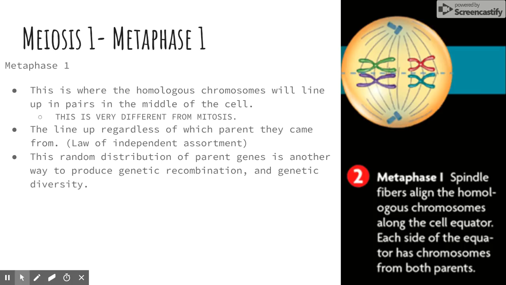And this random distribution of chromosomes lined up on either side of this metaphase plate is what gives us genetic diversity as well. This is another way for cells to get genetic diversity. So we've already seen two. The third type of genetic diversity that we can see is mutations that occur in DNA replication. So when we make copies of our DNA, sometimes errors occur. Those errors are called mutations. And those are the three ways we can get genetic diversity: crossing over, the law of independent assortment, and mutations.